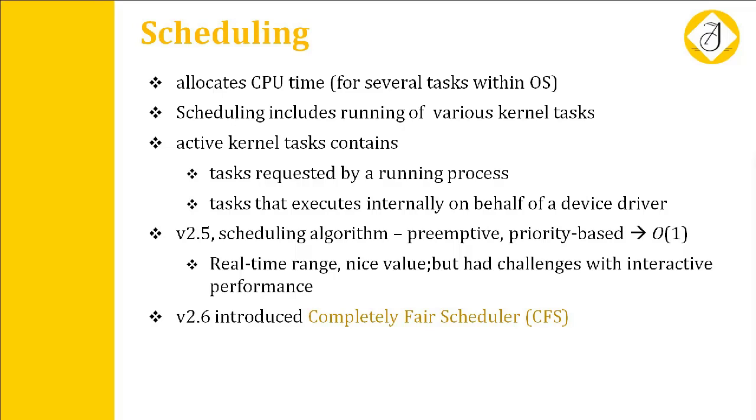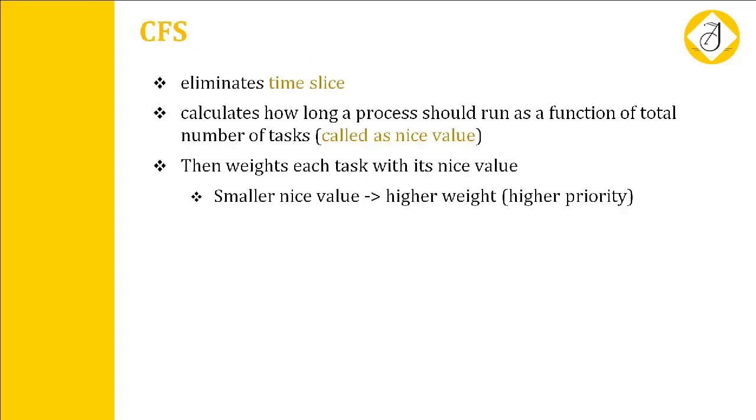As of Linux version 2.5, a new scheduling algorithm was proposed which uses preemptive and priority based scheduling. As a result of this, it produced a real-time range and a nice value and had challenges with interactive performance. So in order to overcome these difficulties, version 2.6 was introduced which uses the completely fair scheduling. So let us see what this completely fair scheduling is.